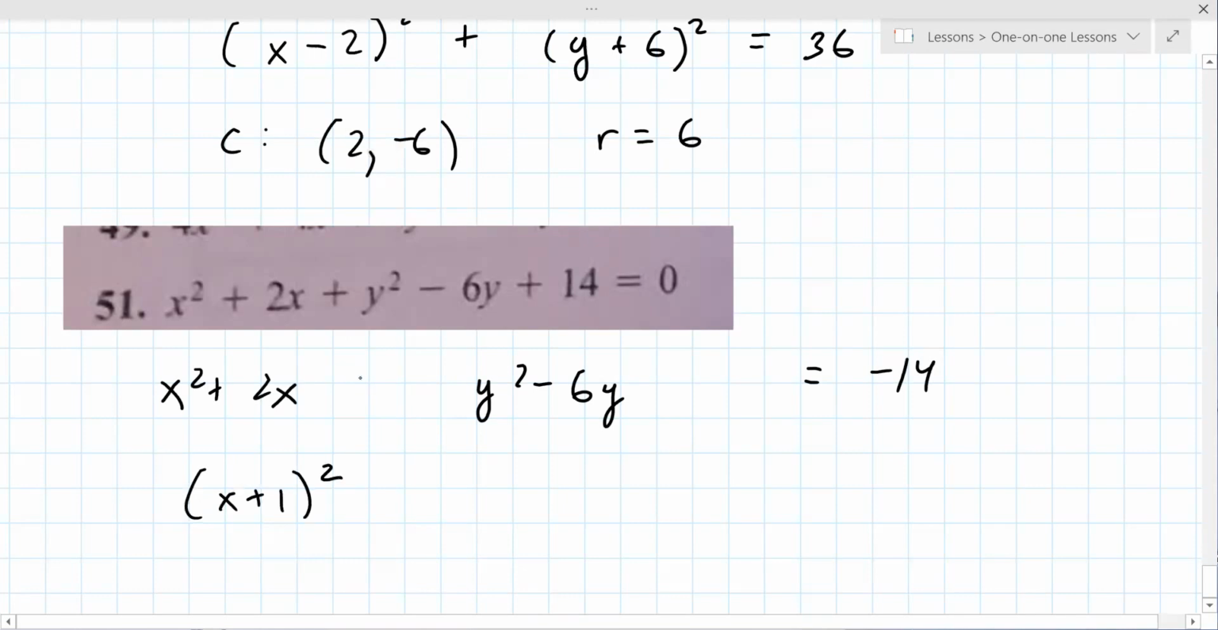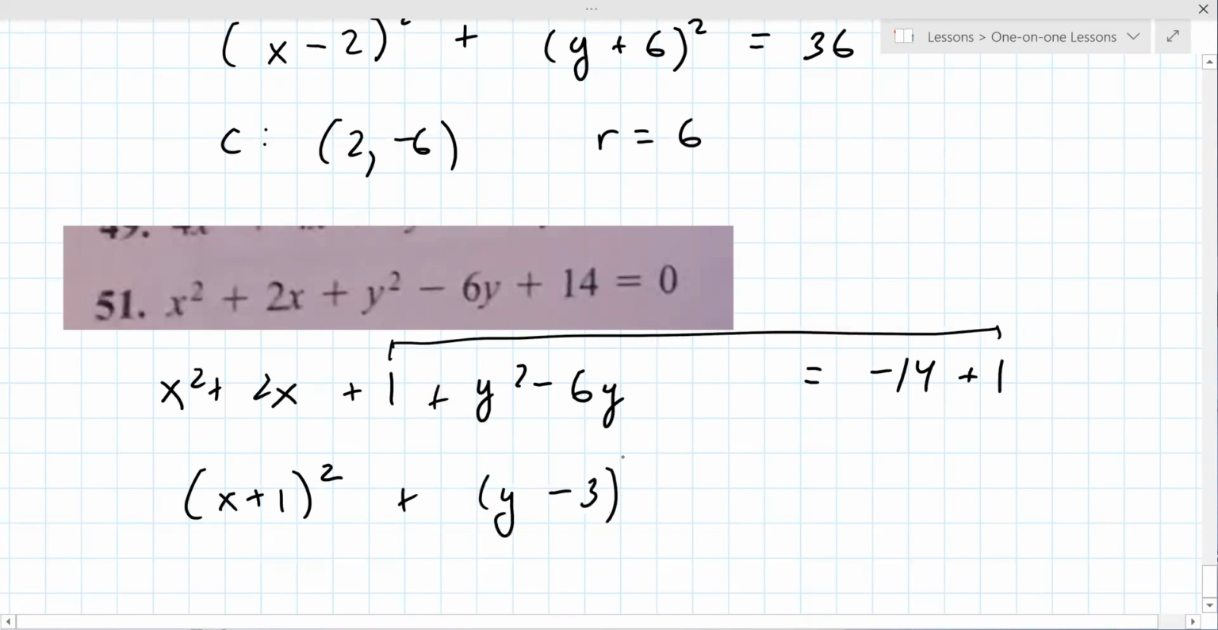So what goes here? (x plus 1) squared plus 2 or plus 1? You're squaring this last number, so it's just plus 1. And then here, it's half of -6, which is -3. So you square this number, plus 9, plus 9. So the right-hand side becomes -4.